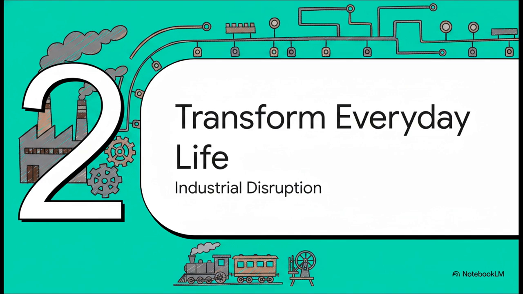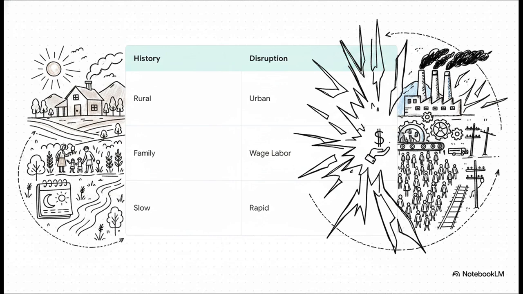Which brings us to Section 2, transforming everyday life, the industrial disruption. Because, look, while the political revolutions were totally rewriting who got to sit in the fancy government offices, the economic revolution, industrialization, was completely upending how human beings existed every single day.